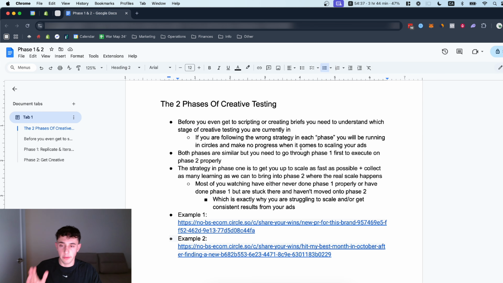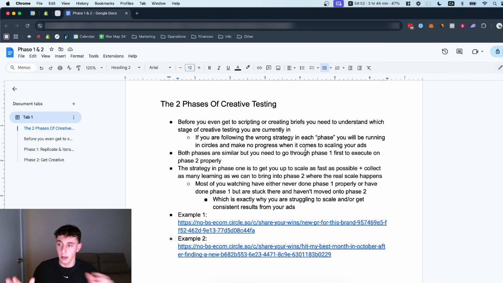Okay, so the two phases of creative testing. Now listen, before you even get to scripting or creating briefs, you need to understand which state of creative testing you are currently in. There's two phases which I'll get into. If you are following the wrong strategy in each phase, you will be running in circles and make no progress when it comes to scaling your ads.